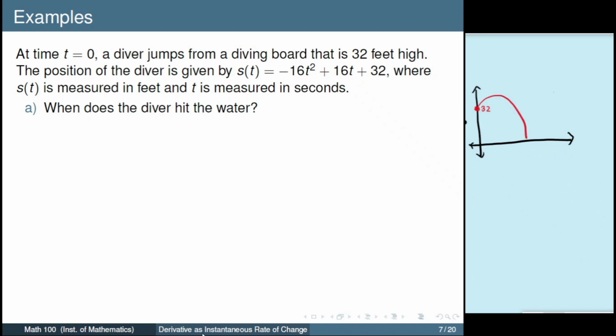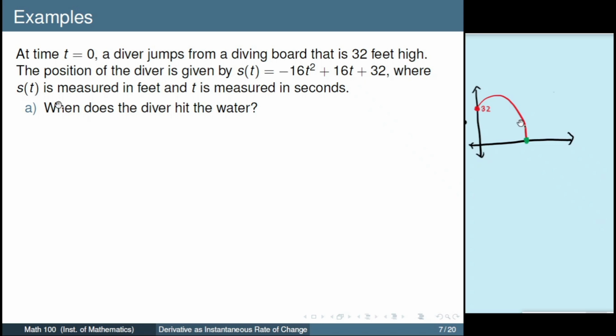Okay. So the first question would be, when does the diver hit the water? So take note that the function s of t measures how high the diver is. That means the measure of the distance of the diver from the water. So let's look at the graph here. The instant that the diver hits the water would be at this point. Assuming this is the water, this would be that point, and this is the point where your position is equal to 0.